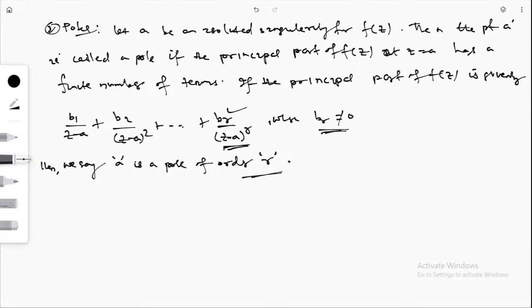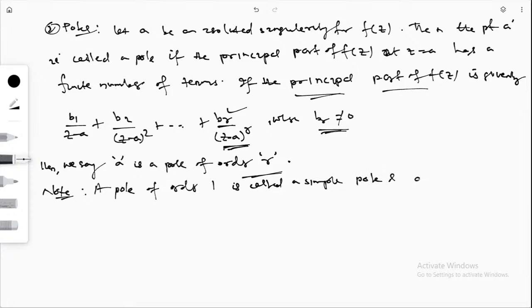So this can be determined by looking at the principal part of f of z. Okay, and you may note that a pole of order 1 is called a simple pole, and a pole of order 2 is called a double pole. So that is a simple pole and that is a double pole.